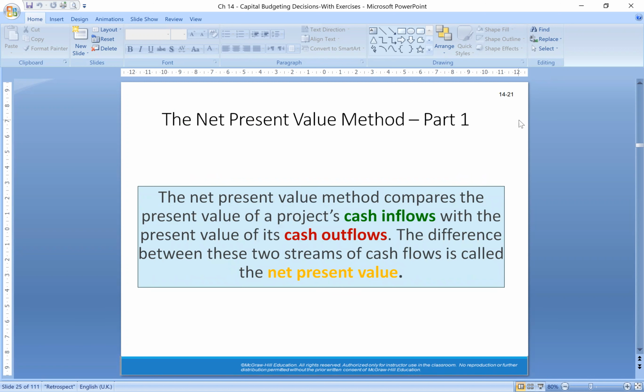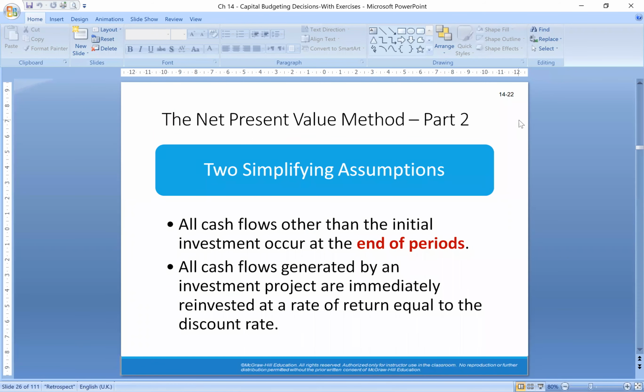The net present value method compares the present value of the project's cash inflows with the present value of its cash outflows, and the difference between these two amounts will be called the net present value. To simplify the net present value method, two simplifying assumptions. All cash flows other than the initial investments occur at the end of the periods. All cash flows generated by the investment project are immediately reinvested at a rate of return equal to, not so important for us now.